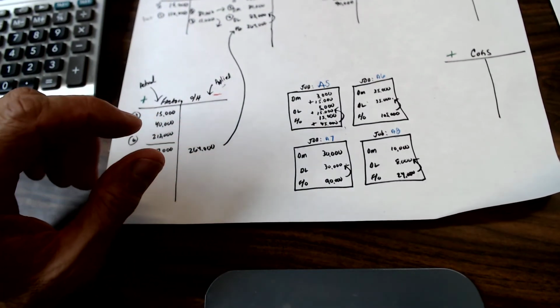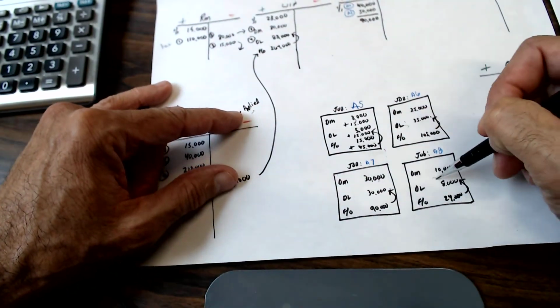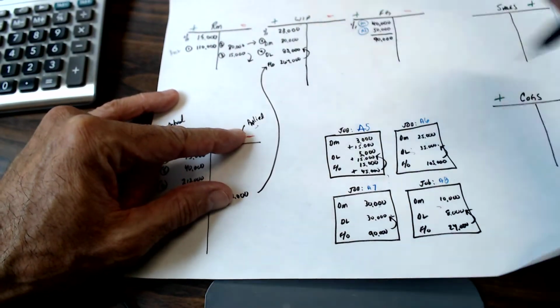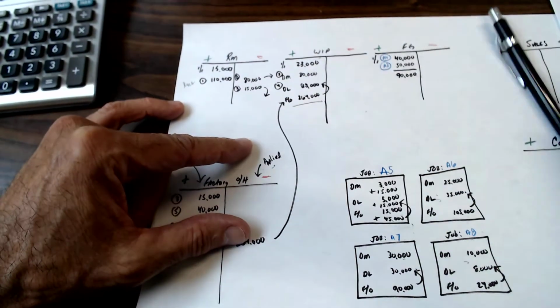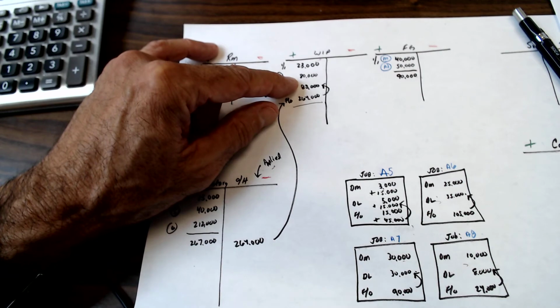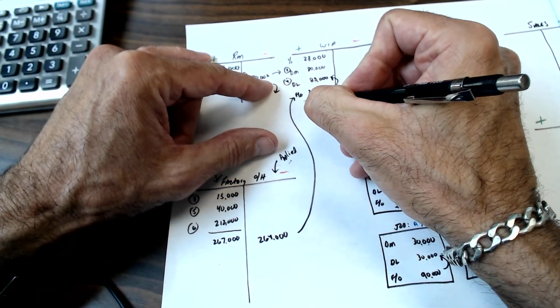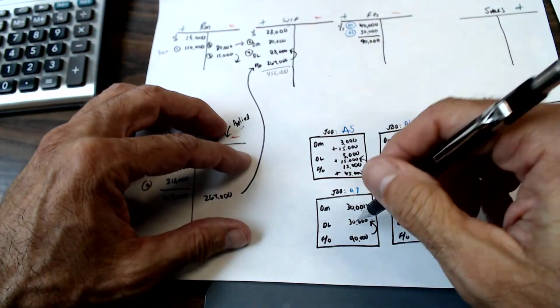Let's do a quick check, and let's make sure that the 4 job cost sheets do add up to the total of work in process. I'm adding these. This adds up to $455,000, and that's what these guys should add up to.